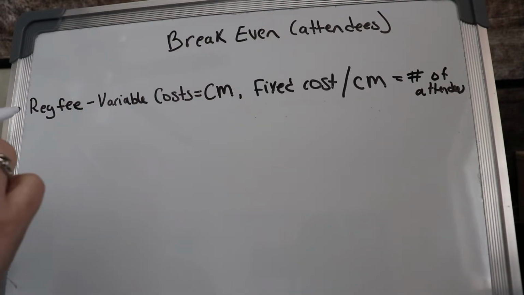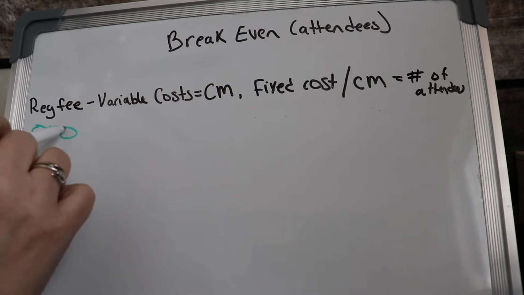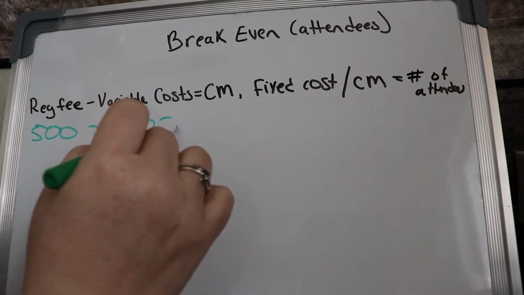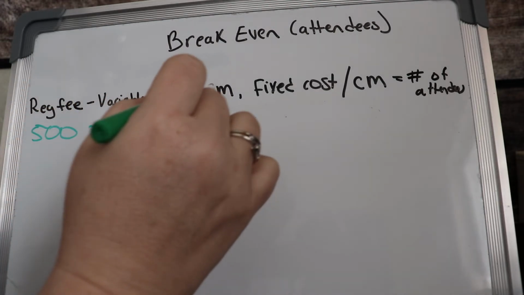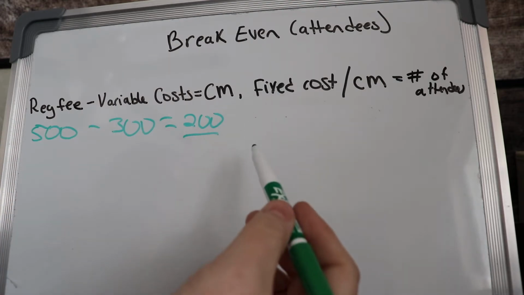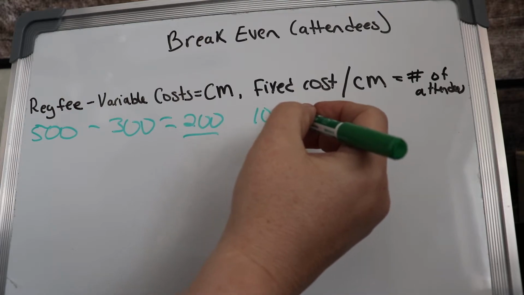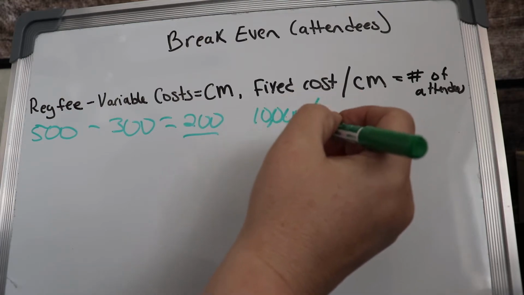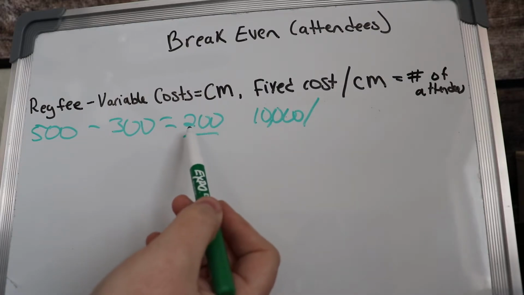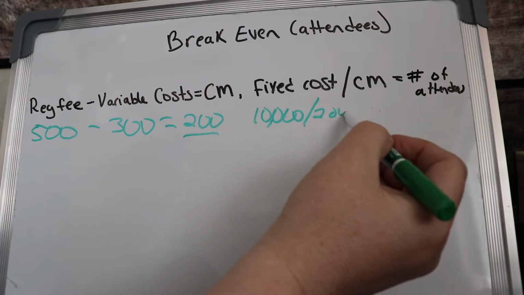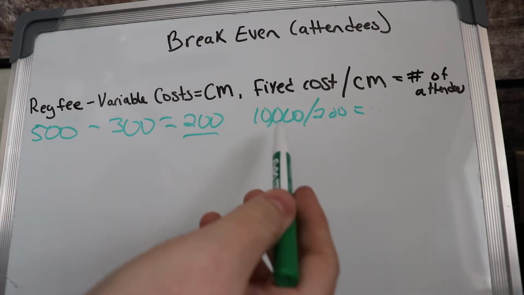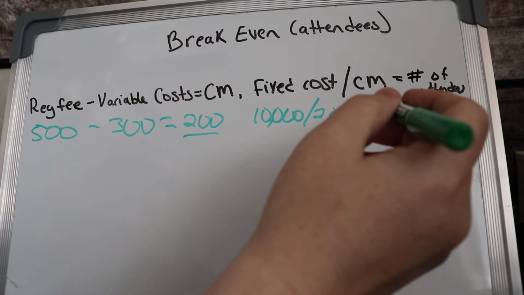So they gave a registration fee of $500 minus variable cost, which was $300. So $200 is your contribution margin. So 500 minus 300 is 200. So then the fixed cost they gave us was $10,000. Then we're going to divide the fixed cost, which was 10,000, by the contribution margin, which we now know is 200. So that's all you have to do: take the fixed cost, which is $10,000, divided by 200, and that gives you 50.